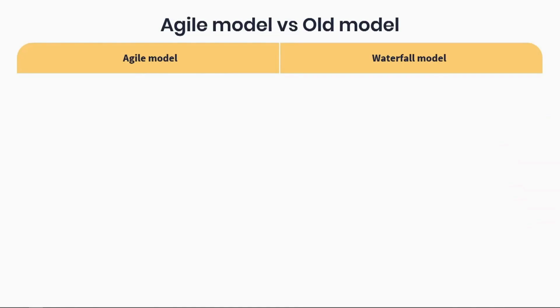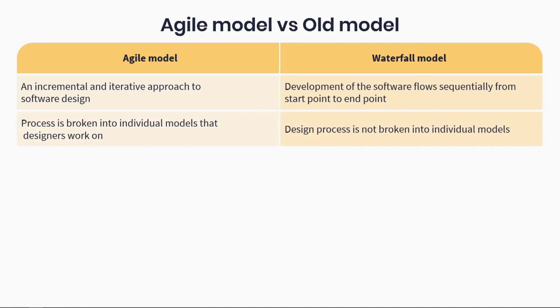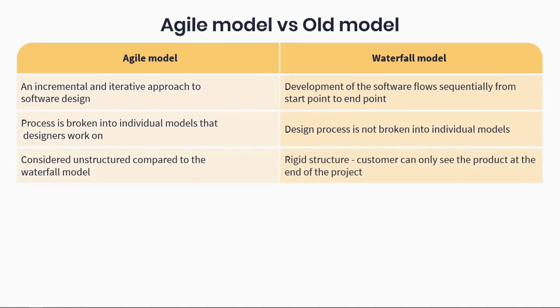Here is a table that summarizes this. Agile model, an incremental and iterative approach to software design. Waterfall model, development of the software flows sequentially from start point to end point. Agile model, the process is broken into individual models that designers work on. Waterfall model, the design process is not broken into individual models. Agile model, considered unstructured compared to the waterfall model. The waterfall model has a rigid structure.